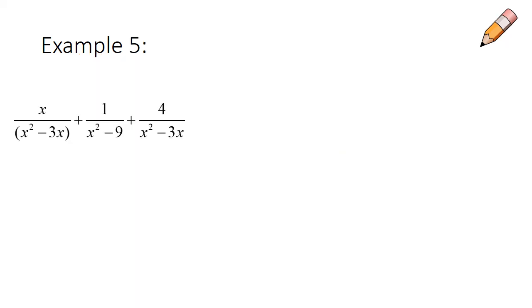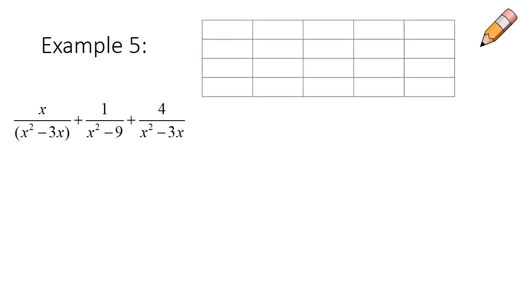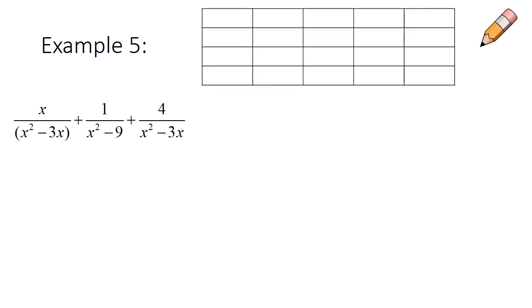Okay, ladies and gentlemen, here's our last example. Now, do you guys see this one has 3 fractions? So our table is going to look different. We're going to add another column, so now I'm going to have 4 columns. Once again, we have to break these down first if we can. So if we look at this one, I can take out an x, so I'm going to be left with x minus 3. This one's difference of squares.